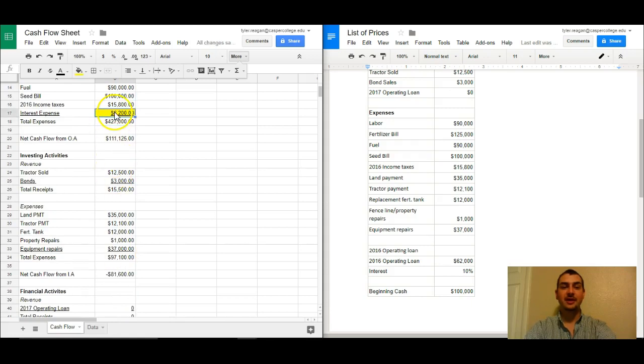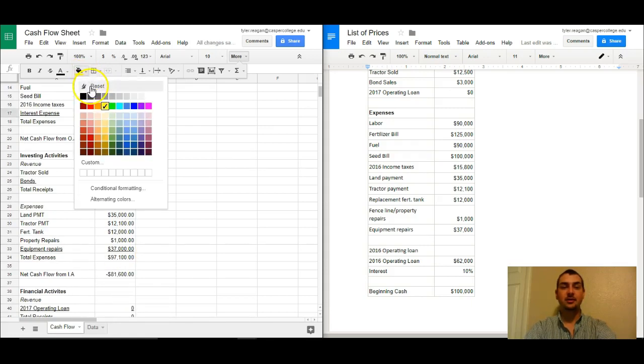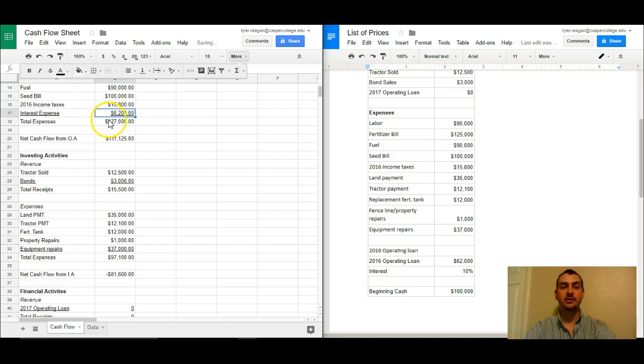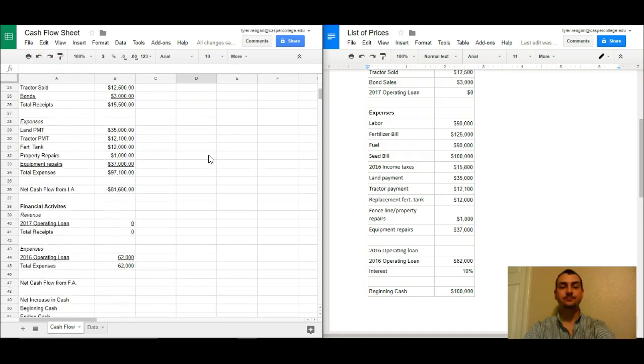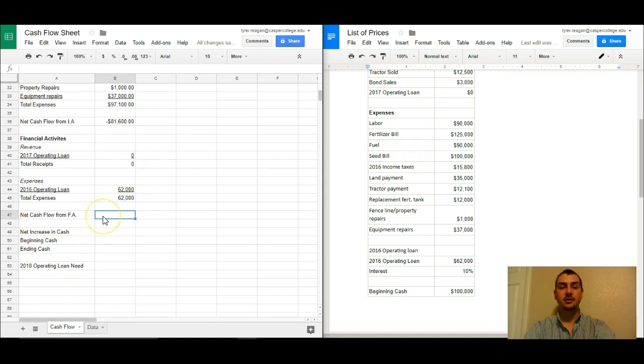So now we can see that's automatically calculated. We're going to reset that cell because we don't need to come back to it anymore. And because we already plugged in all the formulas correctly, that $62,000 that we just added is already calculated. And that was done by taking the value of the loan times the interest rate. And now as we continue, we need to go ahead and find the net cash flow from financial activities, which again is total receipts minus total expenses.